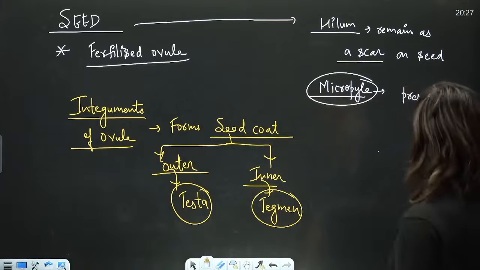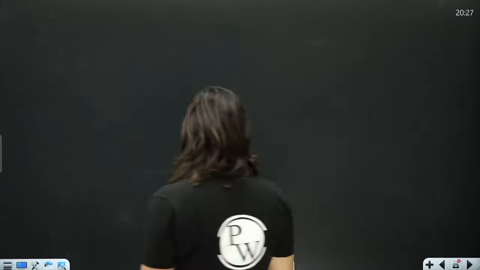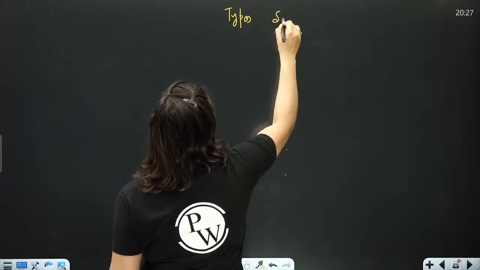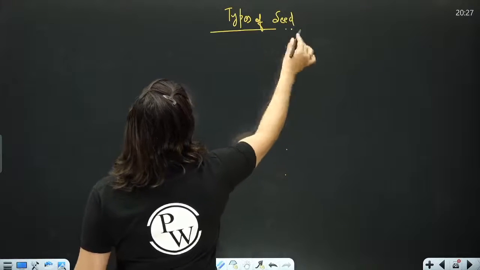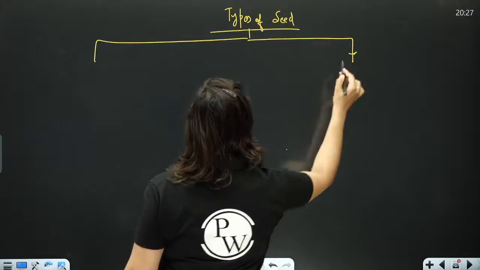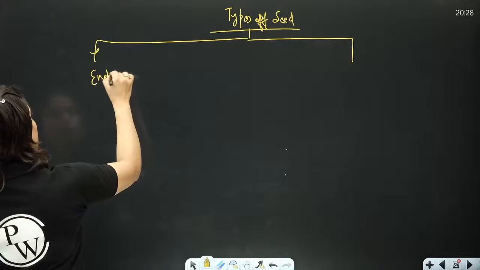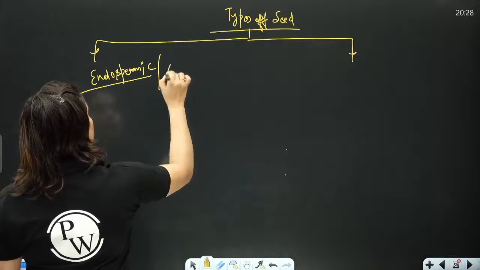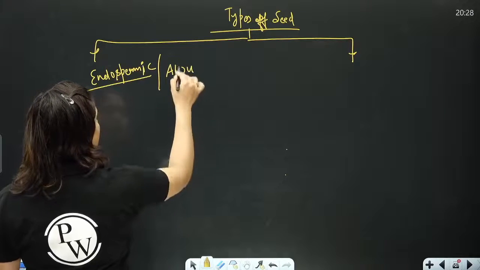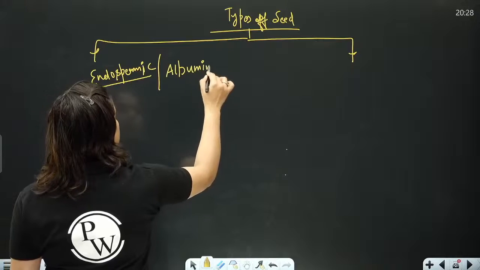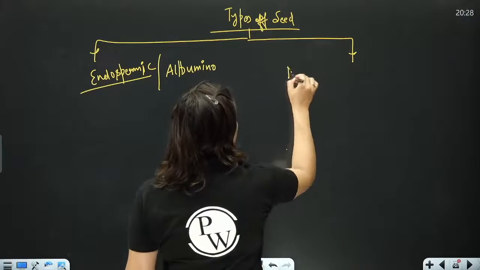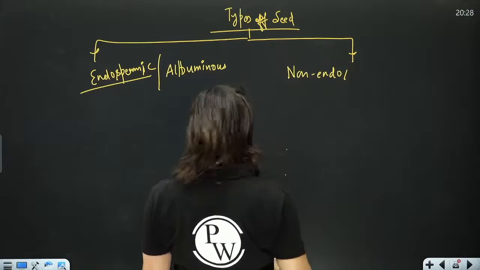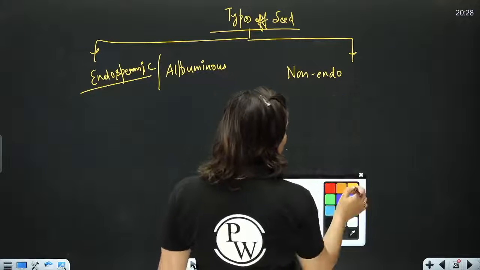Okay, so now this you must have read in the chapter morphology also, but let's see the types of seed. Seed can be of two types. They can be endospermic or albuminous seed, or they can be non-endospermic.